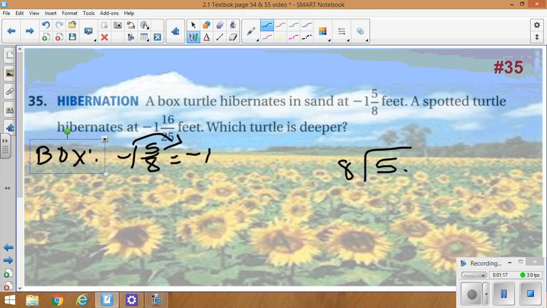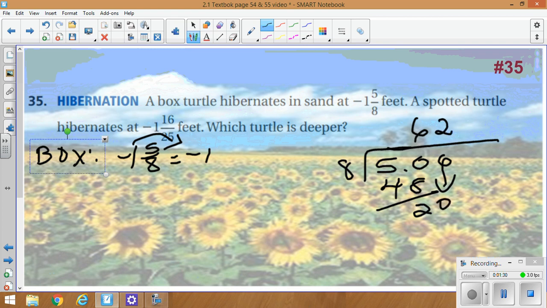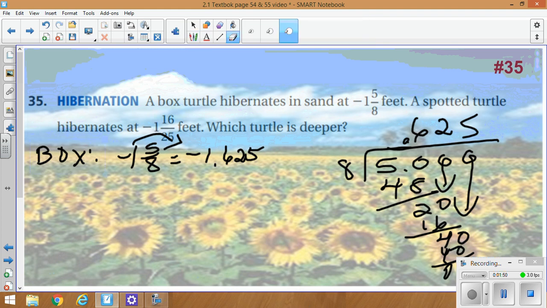So 8 can't go into 5, so I add 0.0. 8 goes into 56 times. We get 48 with 2 left over. Add a 0 and bring down. 8 goes into 22 times. That gives you 16 with 4 left over. Add another 0. 8 goes into 40 5 times with nothing left over. Decimal goes straight up. So we get -1 and 625 thousandths. If you need to, pause the video here because I will be deleting the work off to the right.